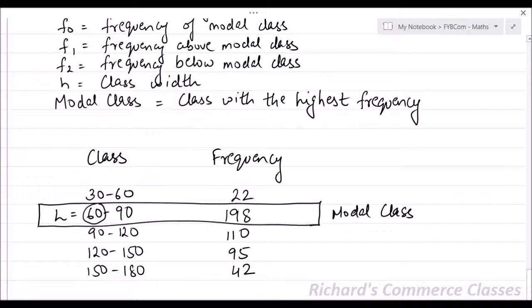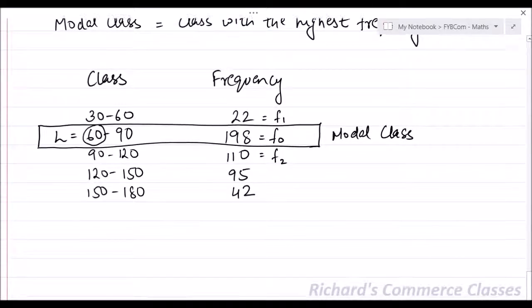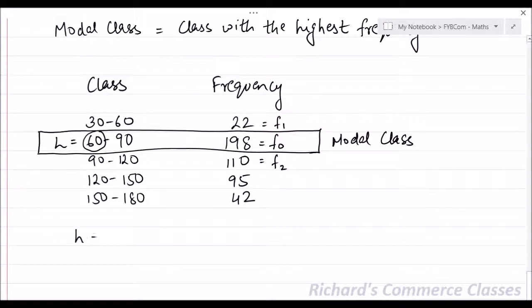Next we need F0, which is the frequency of the modal class. F1 is the frequency above the modal class, and F2 is the frequency below the modal class. We also need H, which is the class width, that will be 90 minus 60, which is equal to 30. Class width has come from the difference between the upper limit and the lower limit, so that is 30.